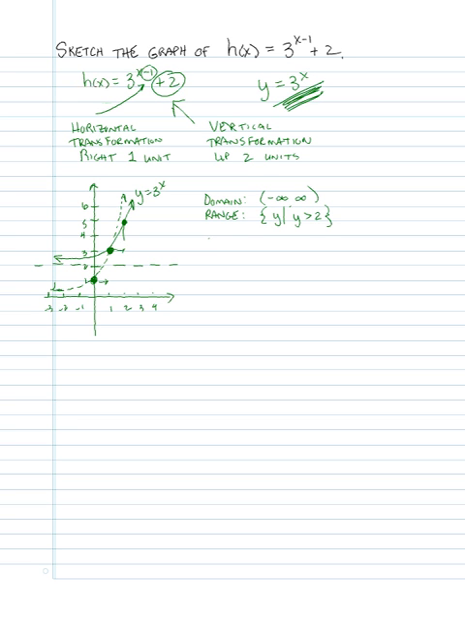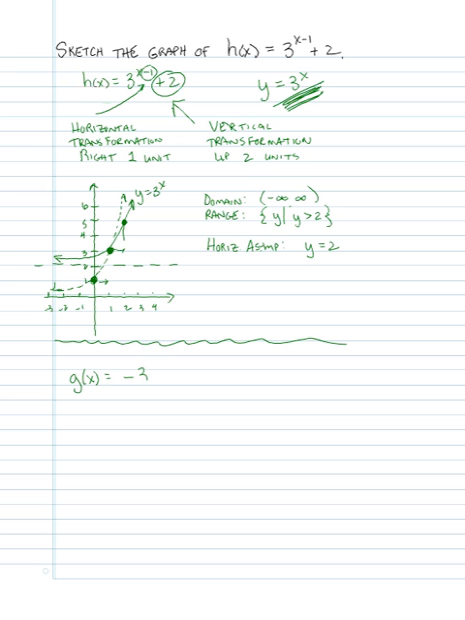In fact, the horizontal asymptote is in fact that line y equals 2 now, the horizontal line y equals 2. And so we've got the graph done appropriately.